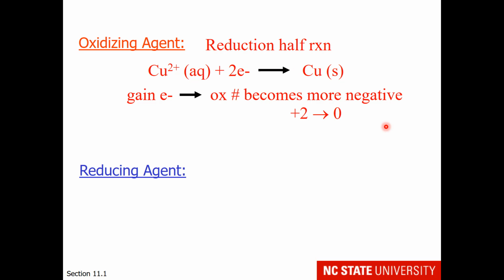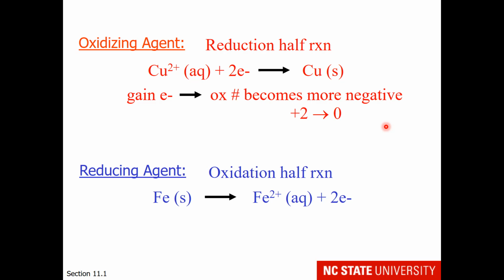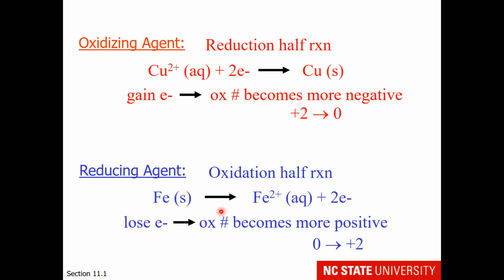The reducing agent is itself oxidized. So we can write an oxidation half reaction for that. This would be the iron. The iron goes from iron solid to iron 2 plus ion and loses 2 electrons. So in the oxidation half reaction, we lose electrons and the oxidation number becomes more positive. That means it goes from 0 to +2. Notice that when we lose electrons, they wind up on the product side.